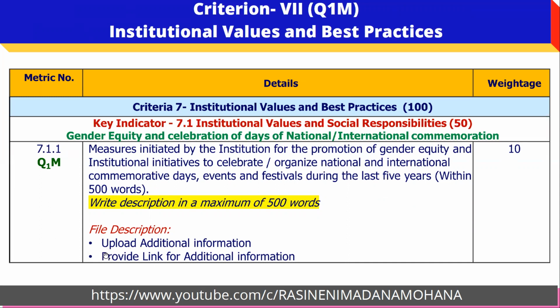Then all the supporting documents can be uploaded under upload additional information. Then beyond 6 MB, if you have more data, that can be uploaded on your college website. That link can be provided under provide link for additional information. This is the metric related to promotion of gender equity and celebrations, festivals, and important national birth and death celebrations of celebrities.